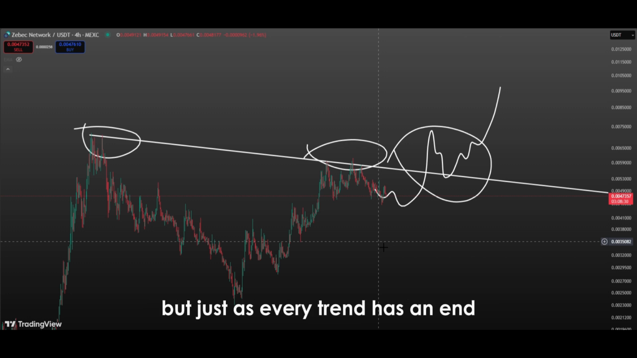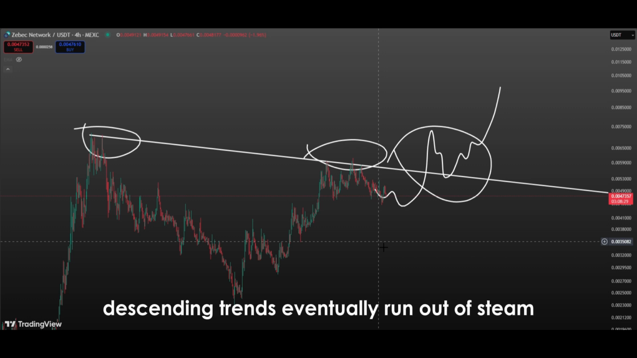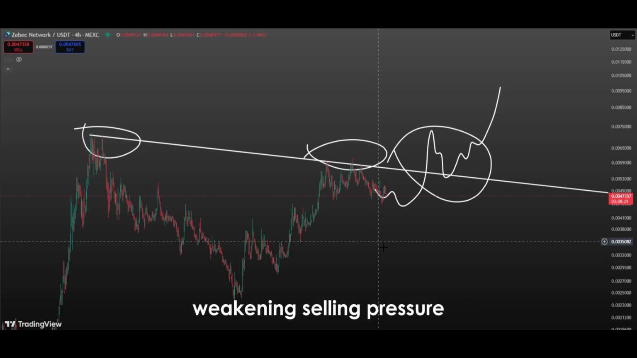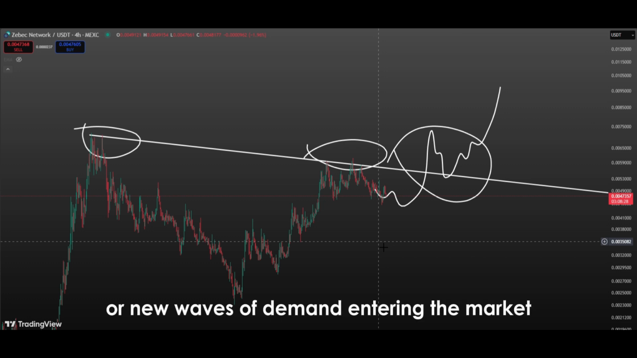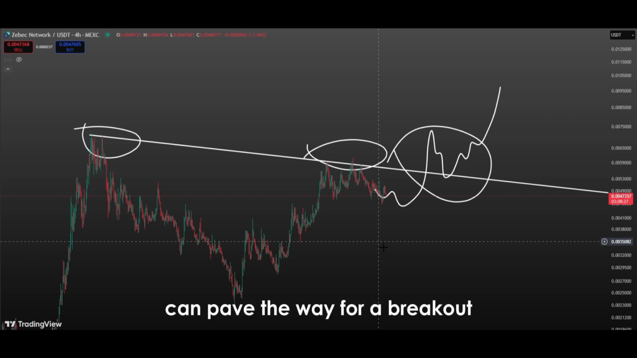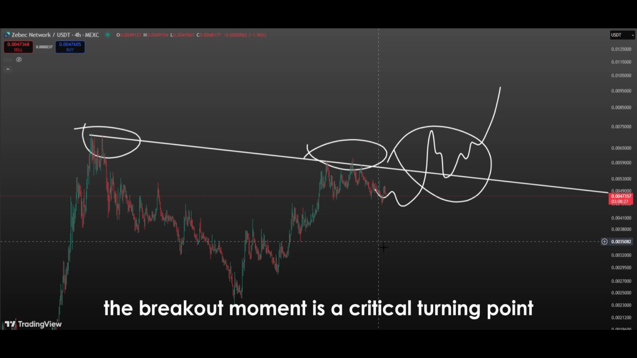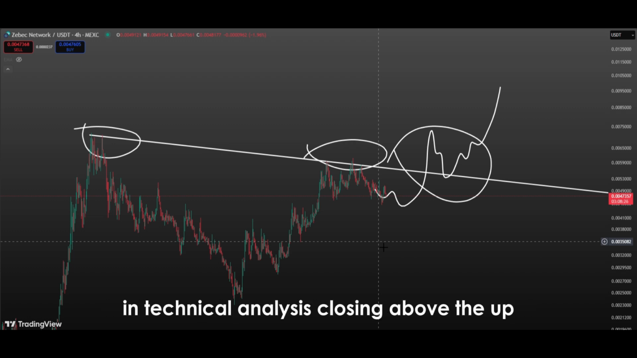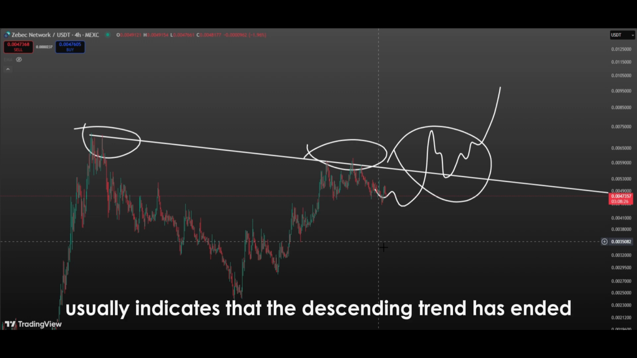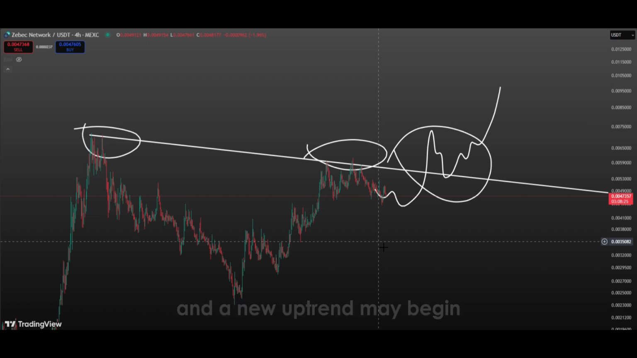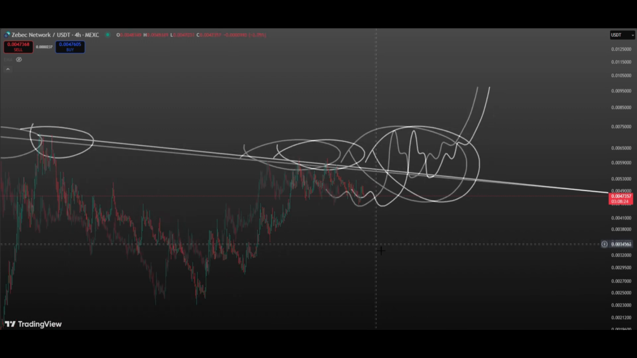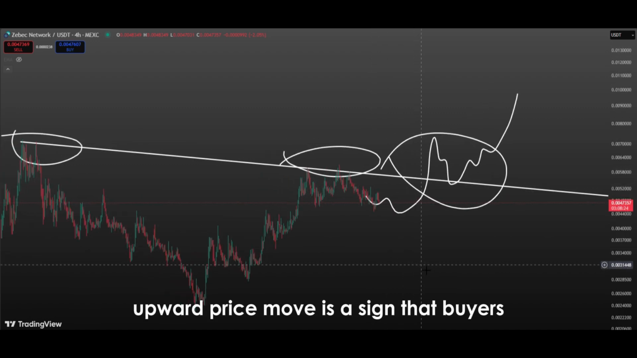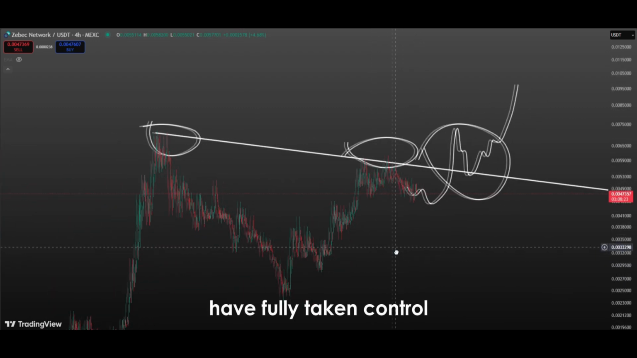But just as every trend has an end, descending trends eventually run out of steam. Weakening selling pressure, strong buying from support zones, or new waves of demand entering the market can pave the way for a breakout. The breakout moment is a critical turning point in technical analysis. Closing above the upper trend line usually indicates that the descending trend has ended and a new uptrend may begin. At this stage, a rapid upward price move is a sign that buyers have fully taken control.